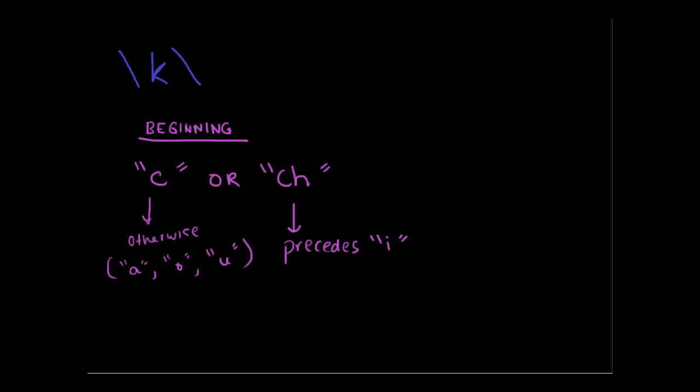So let's take a look at some examples. With C, an example is cabretta. See, there's an A there, so we can use the C. And an example with I is chitarino. CH used here because of the I. So again, we couldn't use a C here because that would make it cedarino.